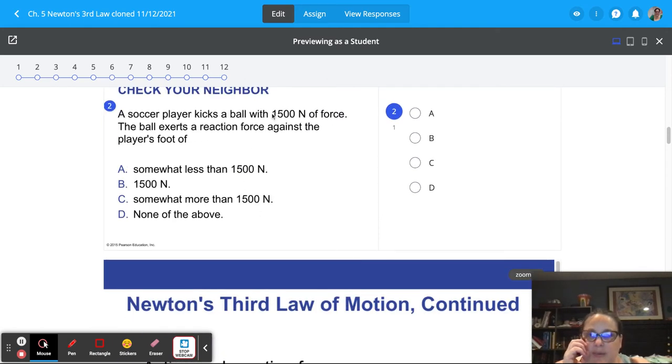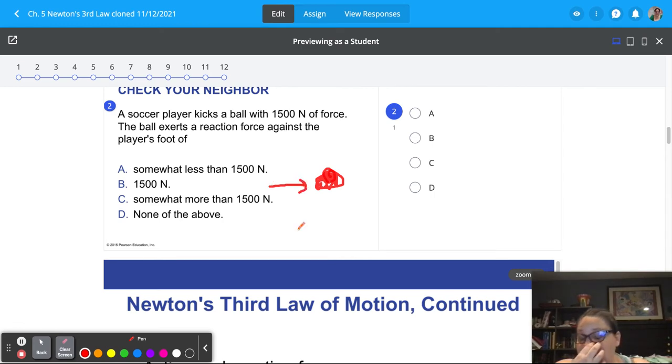A soccer player kicks a ball with 1,500 newtons of force. The ball exerts a reaction force against the player's foot of what? A common misunderstanding is to think that it would be less or more. So I'm going to have a red soccer ball here, which is really hard to draw a circle with. Okay, so the ball is kicked with 1,500 newtons of force.